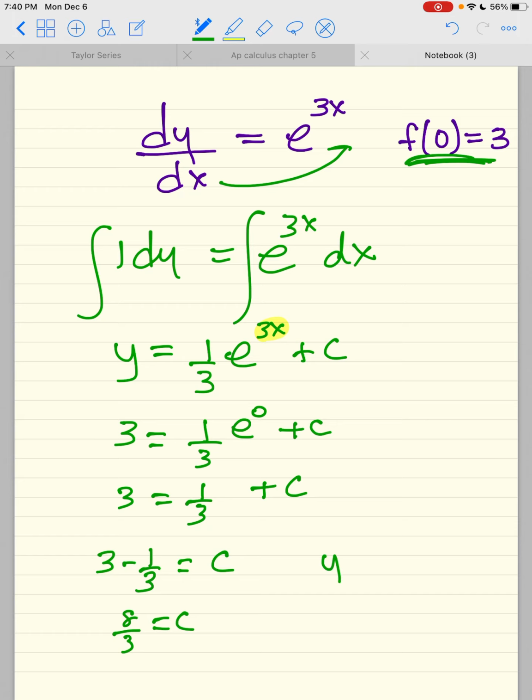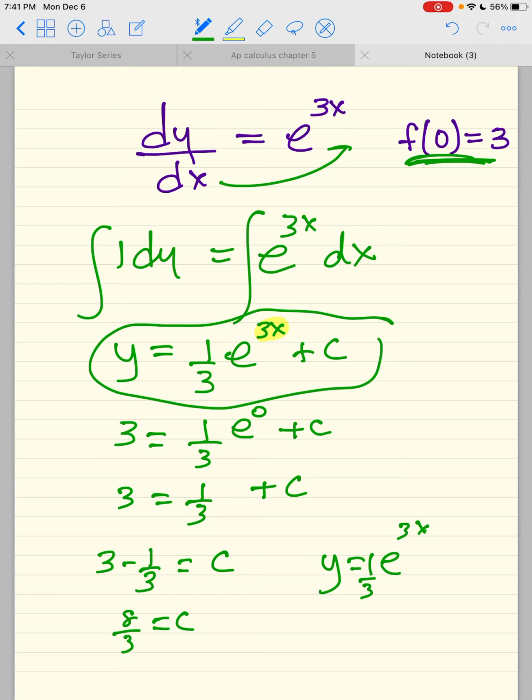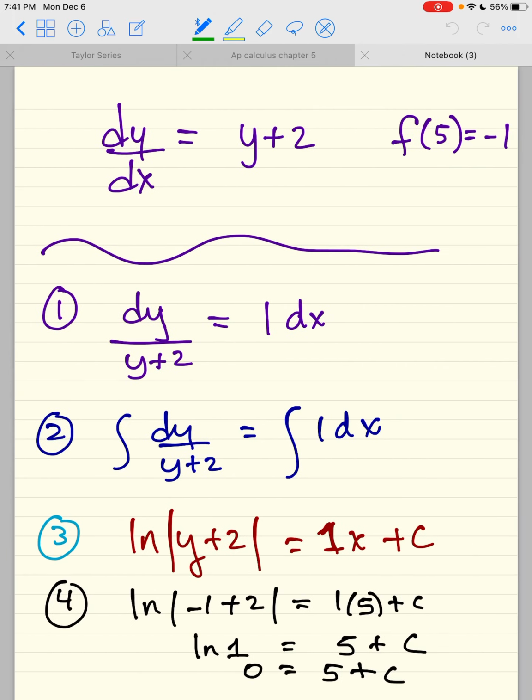And then you're going to go back and plug it in here into step 3. Okay, and then we're good to go. Or you can go e to the 3x plus 8 over 3 is equal to y. Okay, I believe I have 2 more, so stay with me on this.